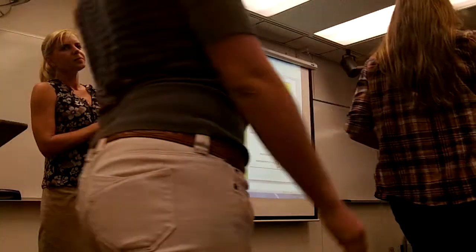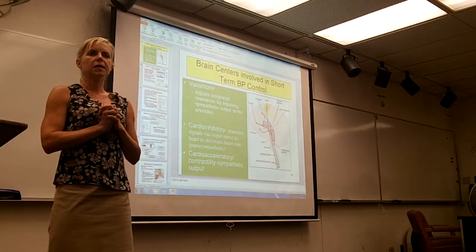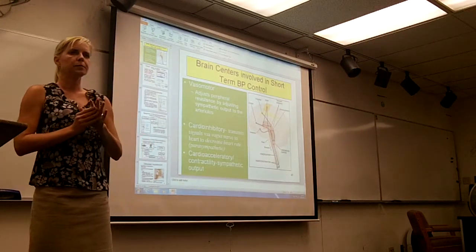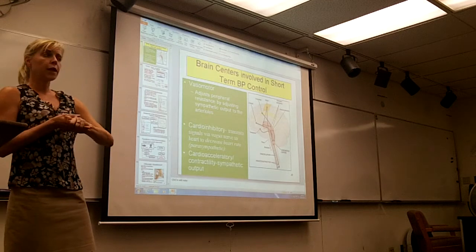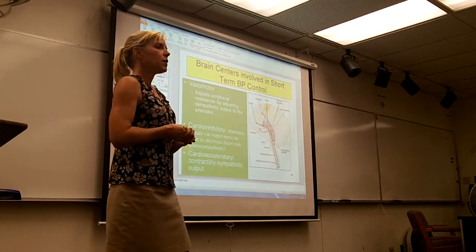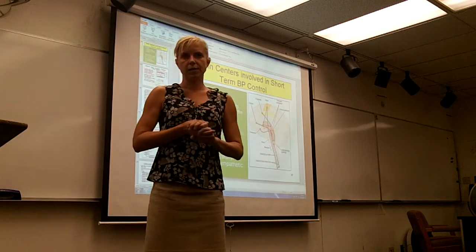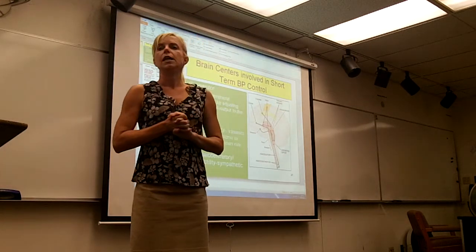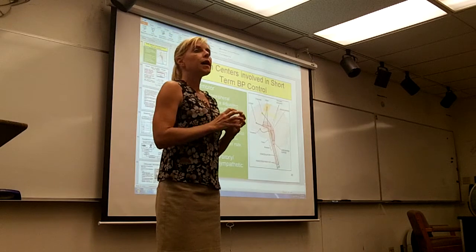Okay. Part of the brain, medulla oblongata. Perhaps it's new to you. Perhaps it's not. Medulla oblongata does a lot for your body. What does it do for you with the perspective of your cardiovascular system? It has a few nuclei in it.